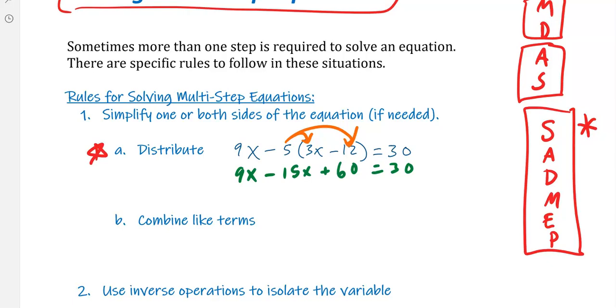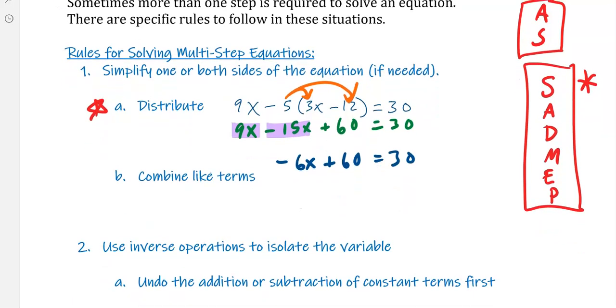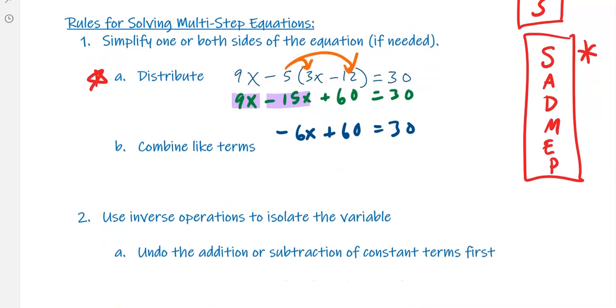Then after we've distributed, we're going to need to combine any like terms. So search through what you've got here and find any like terms. Oh, here I see I've got a 9x and a negative 15x. When we combine those together, that becomes negative 6x plus 60 equals 30. Okay, so we've combined the like terms, and now we are good to go to use the inverse operations to isolate the variable. Remember, our goal is always to find the variable.